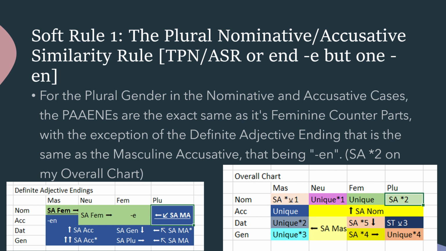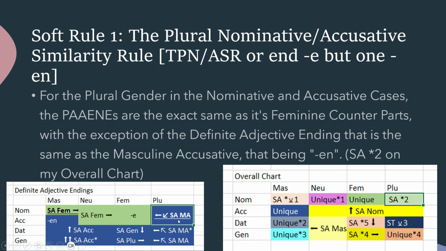The plural nominative accusative similarity rule, or the end E but one en rule. This is just for the plural gender in the nominative and accusative cases. The stuffs are the exact same as their feminine counterparts, with the exception of the definite adjective ending, which is the same as the masculine accusative, that being en. So this right here, this bold and underlined, that is the one exception.